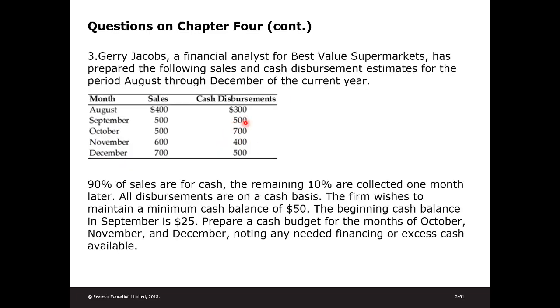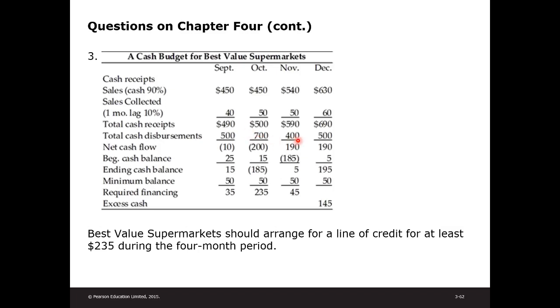For September, it is 500, and 700 for October, 400 for November, and 500 for December. Then we will need to calculate the net cash flow, which is here, by subtracting the total cash disbursement from the total cash receipts. So in the first month we have a negative cash flow. In October, we will have a net cash flow of negative 200, a cash outflow. Then in November we have $190 cash surplus, and then in December we have 190 cash surplus also.